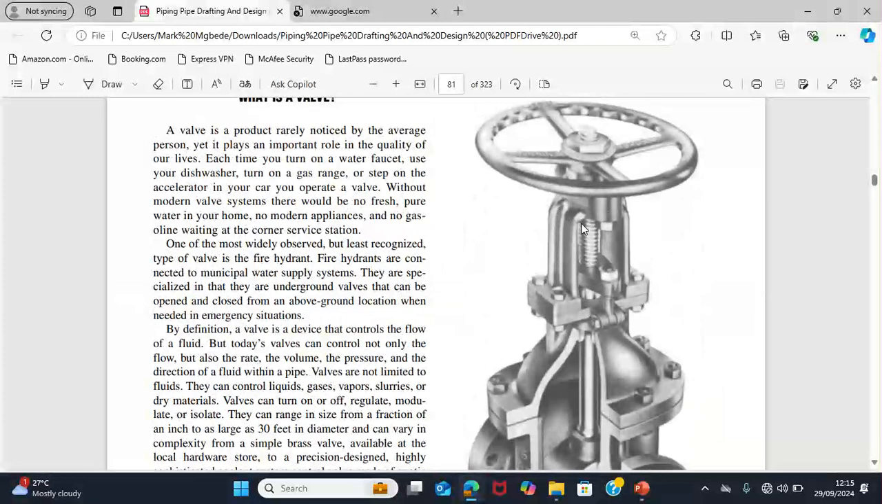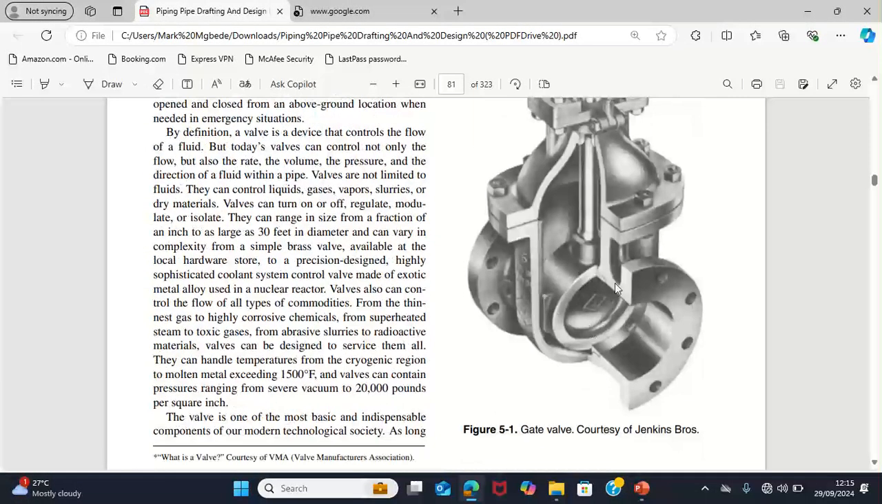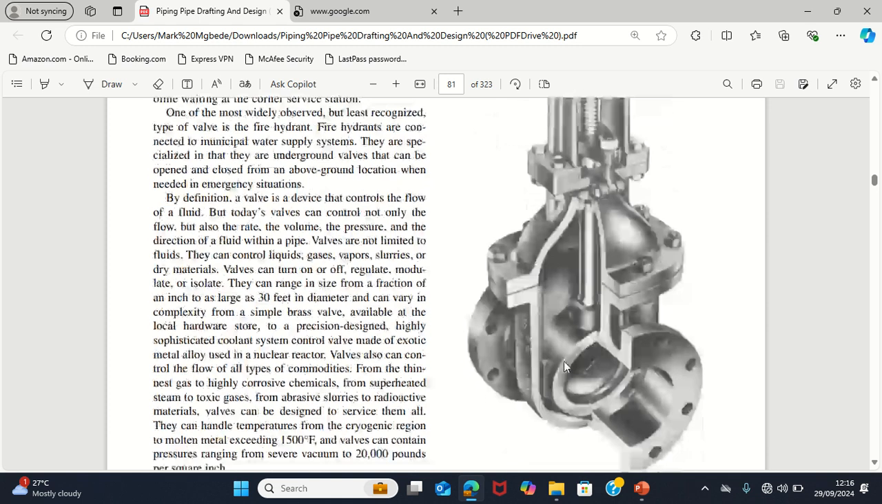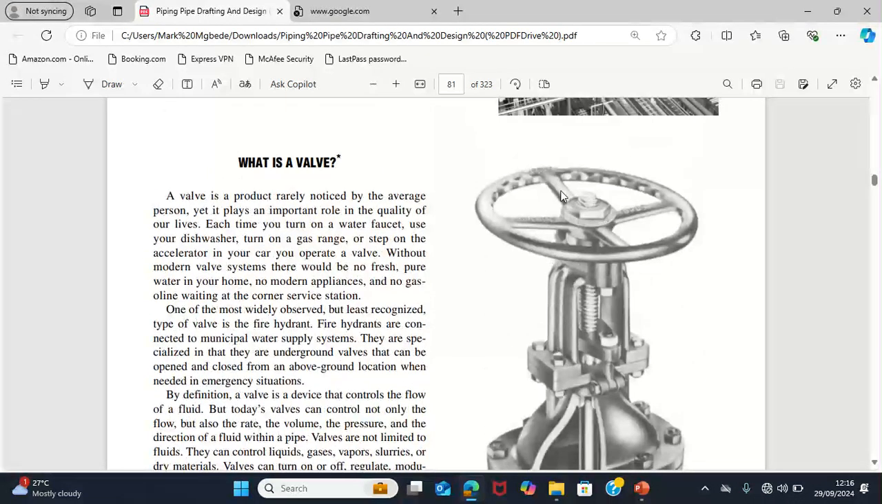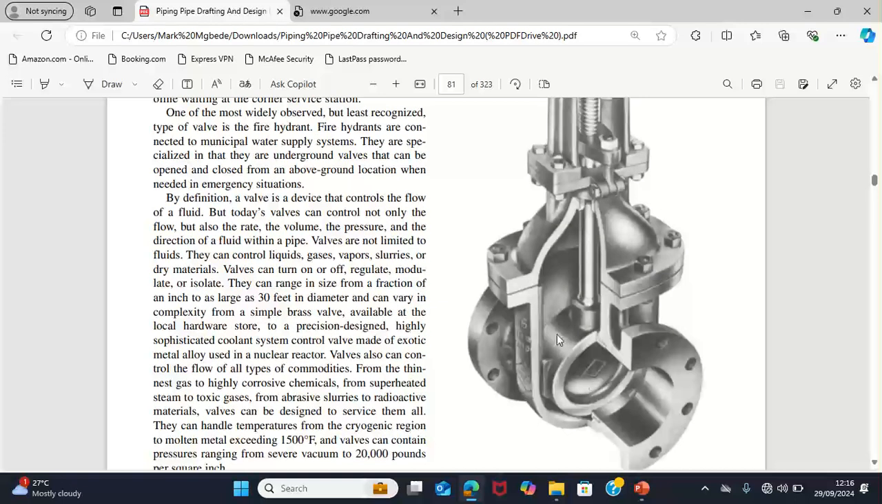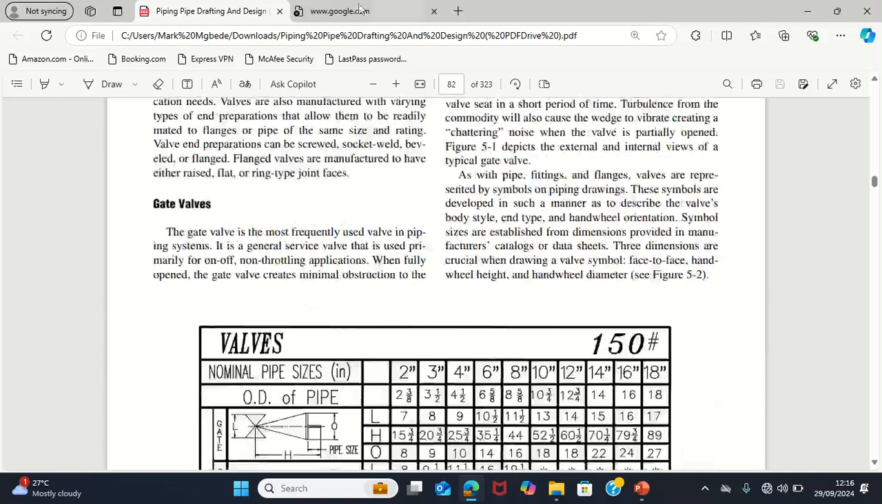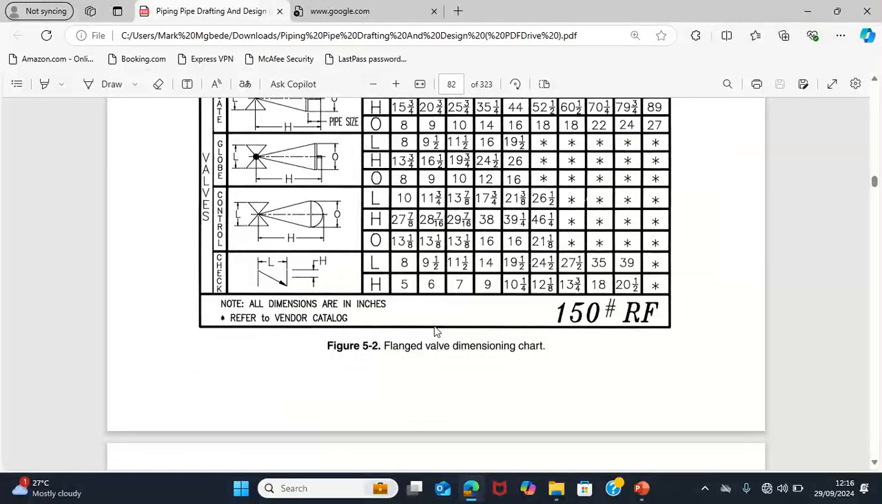It has a stem, and there is a gate here that closes, and it has a stem and handle. When you rotate this handle, the stem pulls up and the gate opens. But when you rotate it the other way around, the stem lowers down and the gate also goes down. So that's how it is operated. But how it is operated doesn't really concern us.